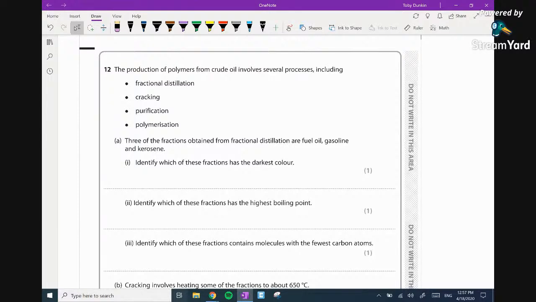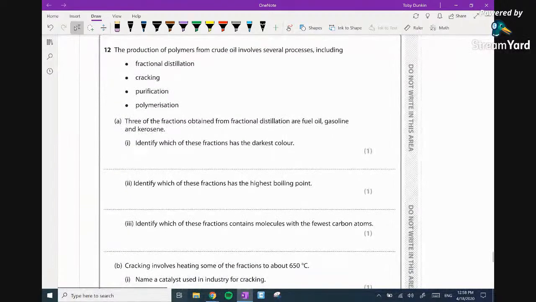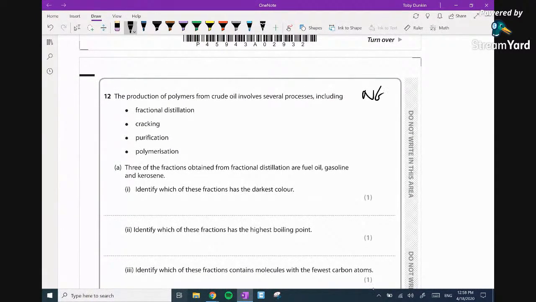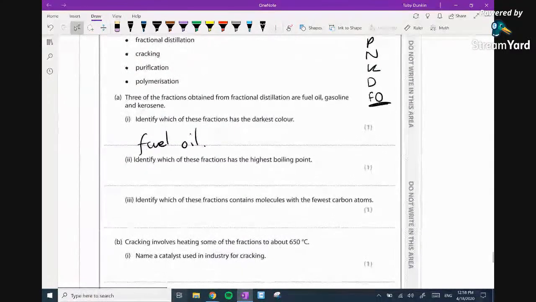Three of the fractions obtained from fractional distillation are fuel gas. Identify which of these fractions has the darkest color. Ooh, fuel oil. That's tricky. You've just got to know them in order: gas, natural gas, petrol, naphtha, kerosene, diesel, fuel oil. Darkest, fuel oil. That's so mean. Identify which of these fractions has the highest boiling point. Fuel oil.